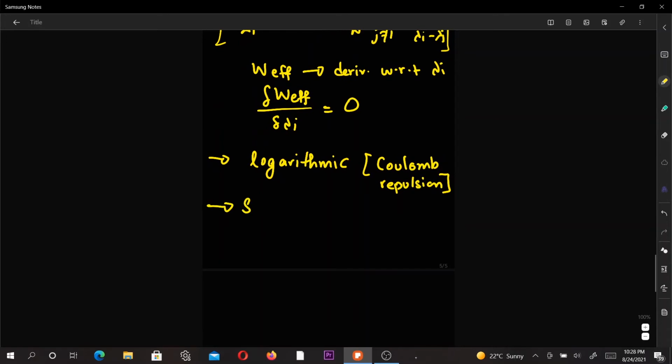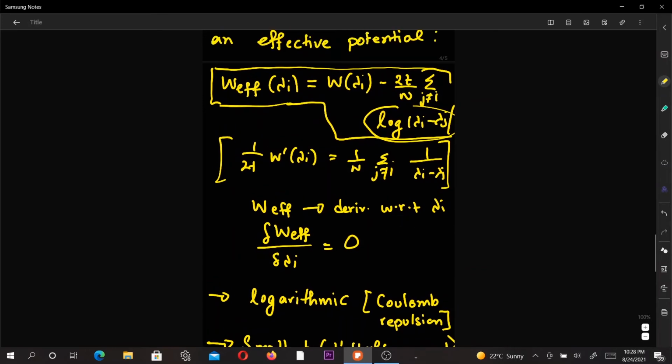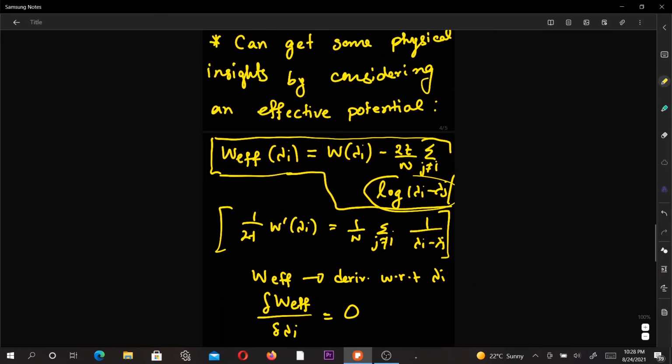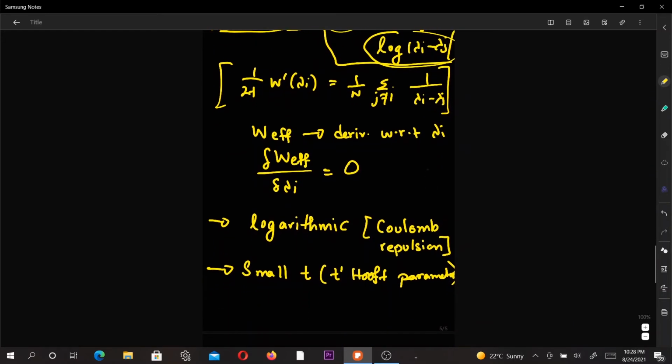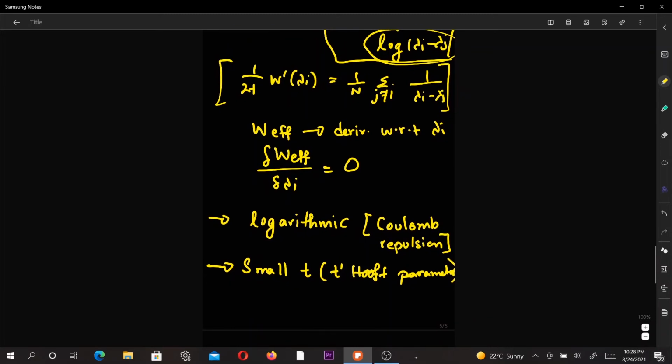Also, if you take a small t, if the 't Hooft parameter t is small, here this term dominates over the second term, right? So the potential term dominates over the Coulomb repulsion term, and if you think of them as particles, they tend to be at the minima.